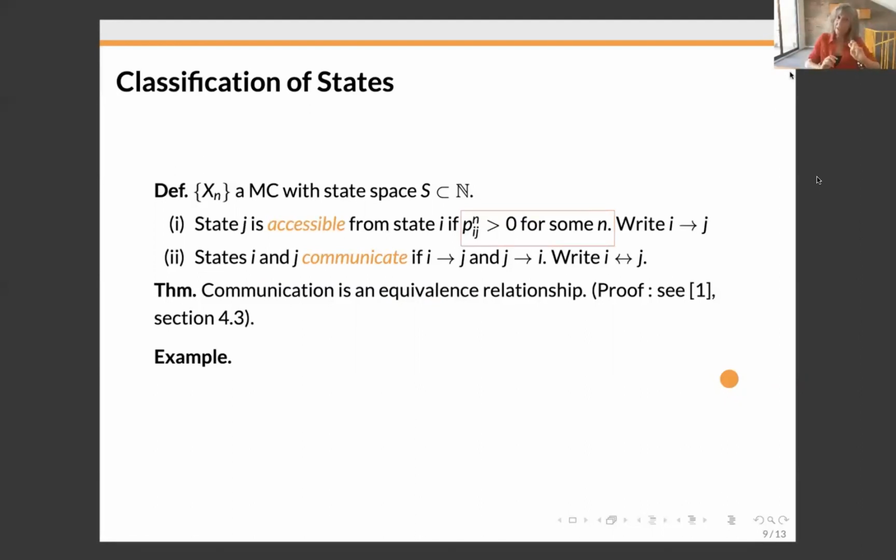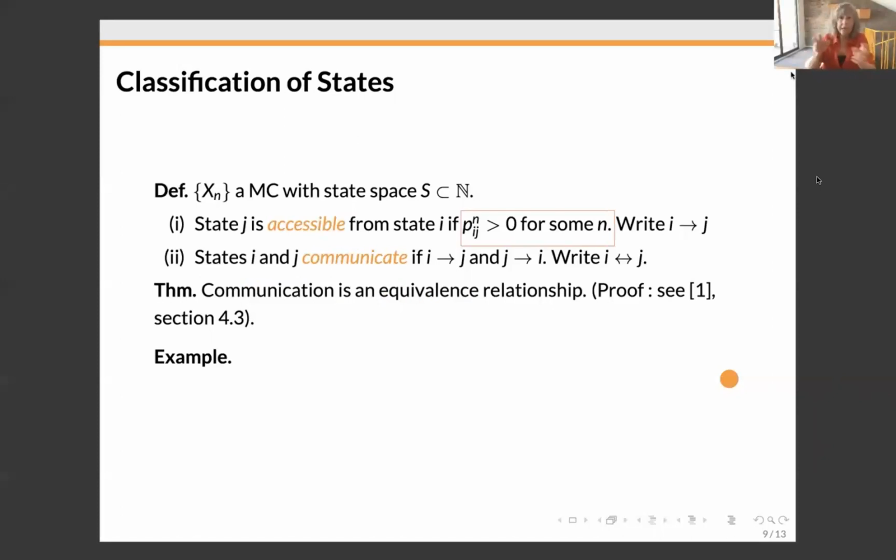Now, the second definition is the definition of communication. It's a relation between the different states in the state space. We say that states I and J communicate if J is accessible from I and I is also accessible from J. And we write it with the double arrow. And what is very interesting is that communication is an equivalence relationship. For the proof, you can take a look at the first reference in Ross.